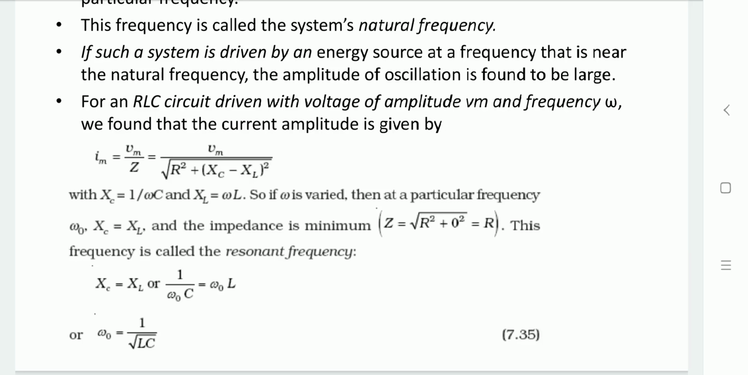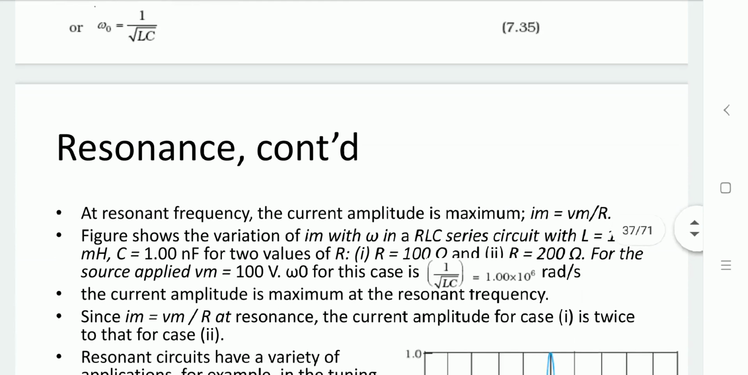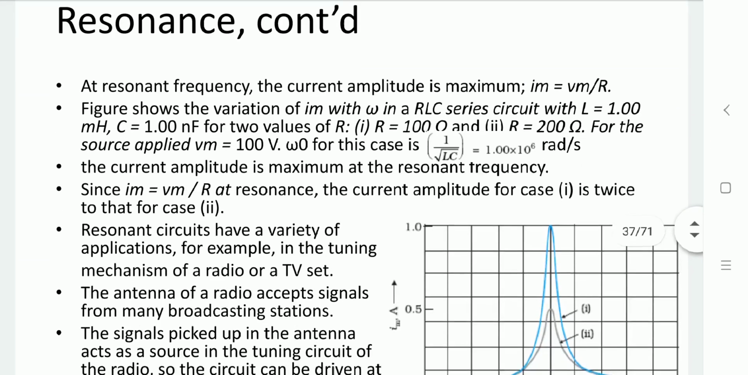So Xc is 1 upon omega 0 C and XL is omega 0 L. Make omega 0 the subject of the formula, because we want to get that frequency value. From that we get the frequency equation: omega 0 equals 1 upon under root of LC. So this is the resonant frequency at which we are able to get the maximum current, by choosing omega 0 equal to 1 upon under root of LC.